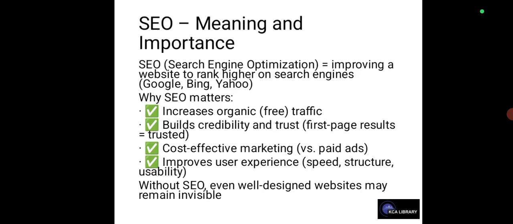Okay? So what is even the meaning of SEO? SEO simply stands for search engine optimization. Okay, it means improving a website to rank higher on search engines like Google, Bing, and Yahoo. Why SEO matters? It can increase organic traffic, that is free traffic. It can help you to build credibility and trust.